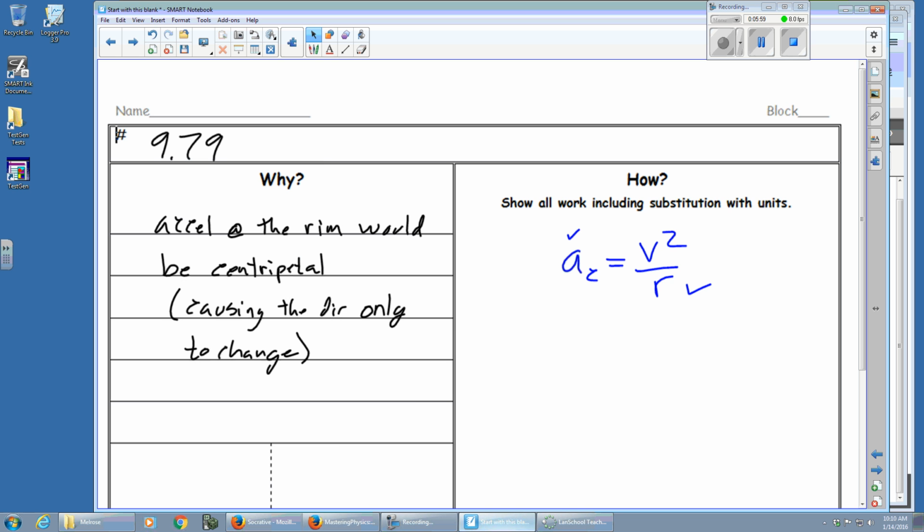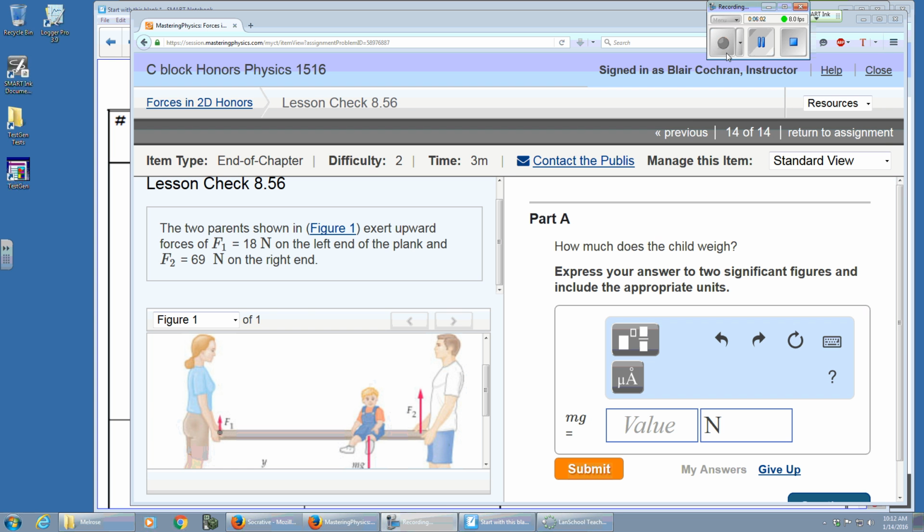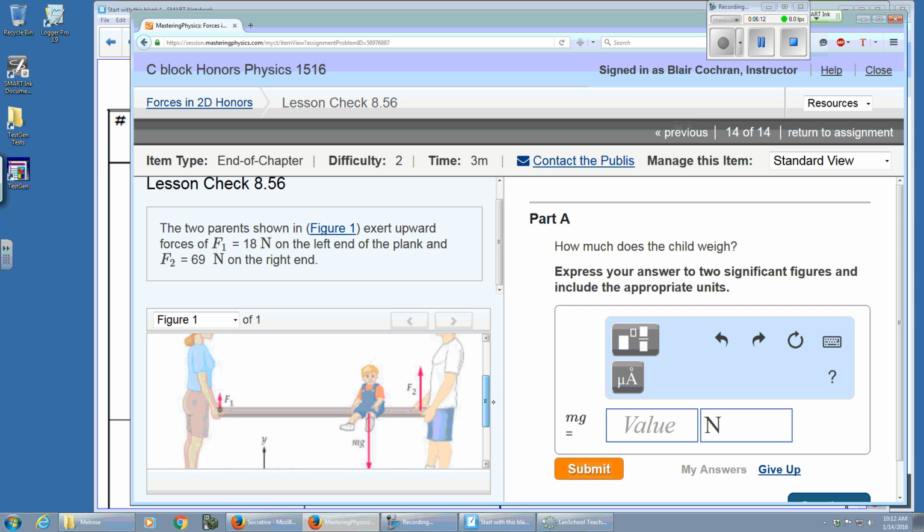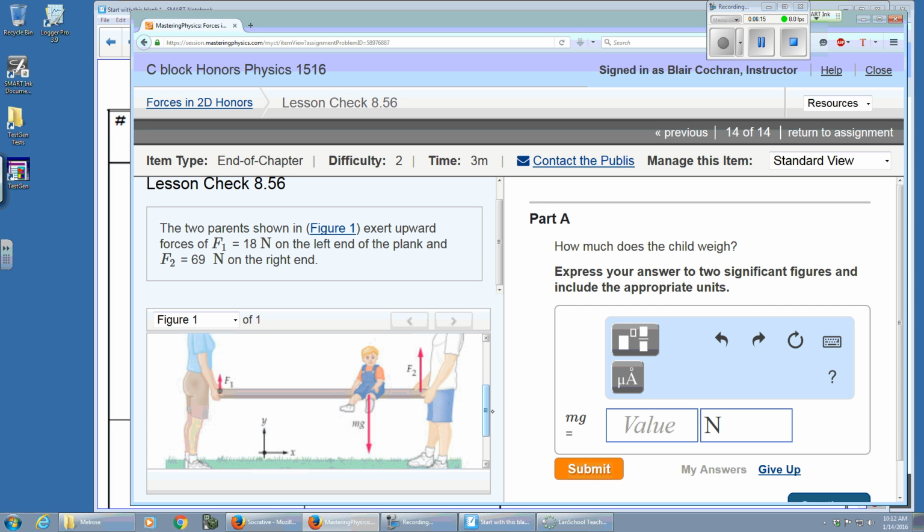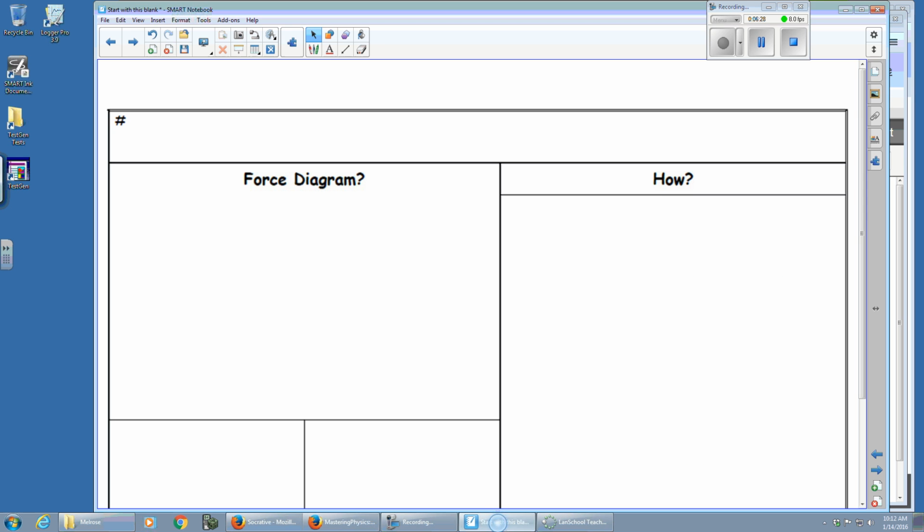Yay! All done. All right, so 8.56 was the last one asked for, so we'll go ahead and do that one. This one, nicely, they've already included the force diagram in the problem for you. So really all you needed to do there was reproduce their diagram. So let's just do that right away. That way we can get that out of the way.